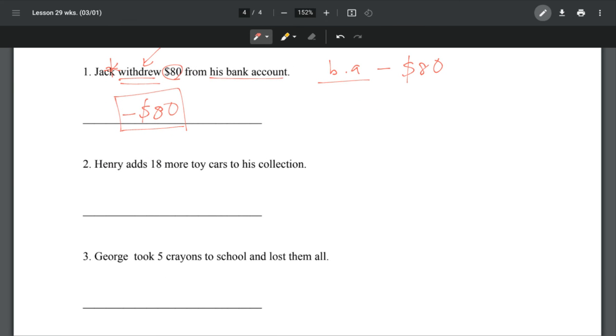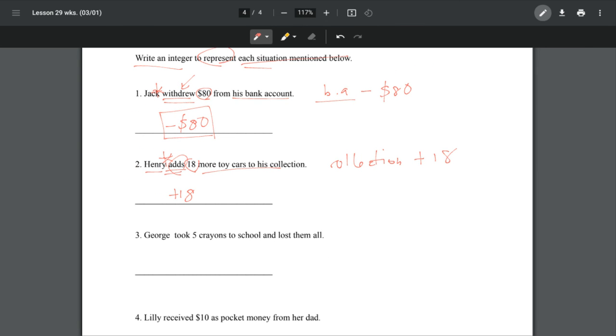And how about number 2? Henry adds, okay, again, that's our keyword. Henry adds 18 more toy cars to his collection. Okay, so that's his collection, and he adds plus 18. Okay, and so plus 18 toy cars to his collection.